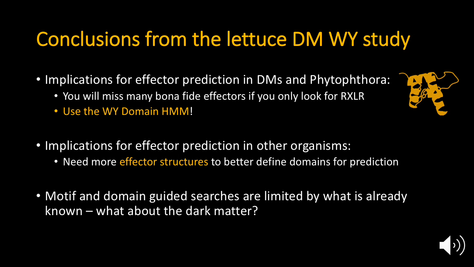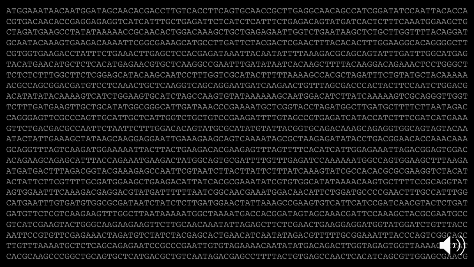Motif-guided searches are really limited by what is already known. So it got me thinking again about the dark matter of pathogen genomes. I was trying to come up with ways to find things that we don't know what they look like, basically. And I came up with two ideas for finding effectors that don't rely on motifs. The first one is lineage specificity.